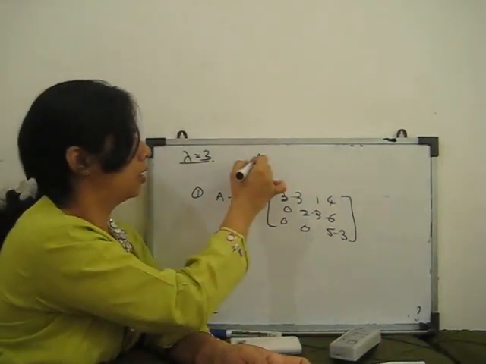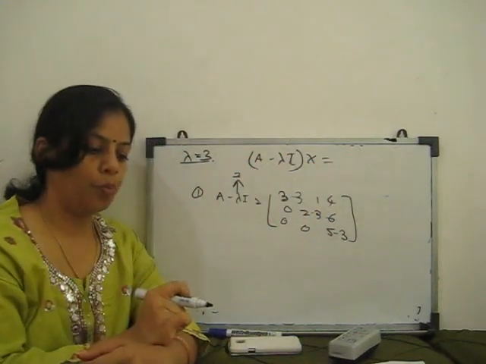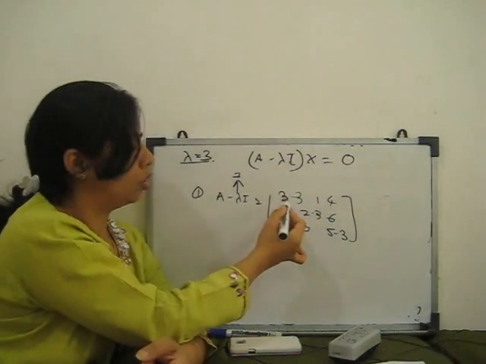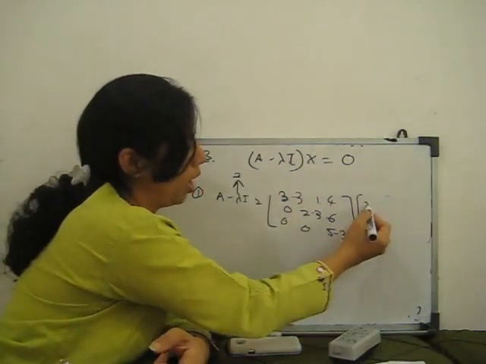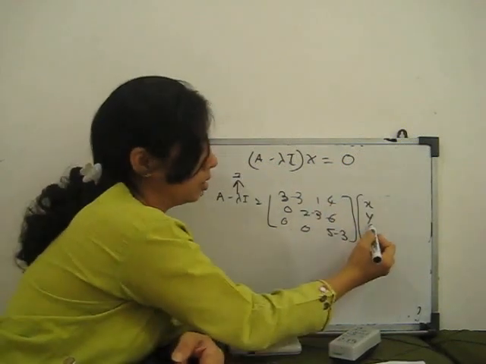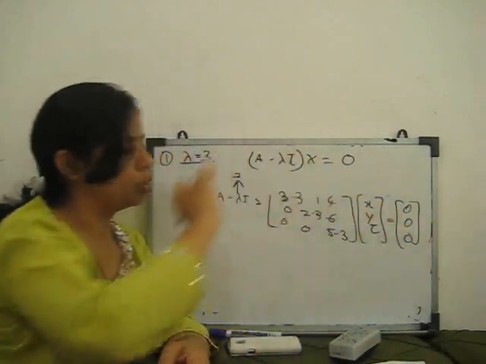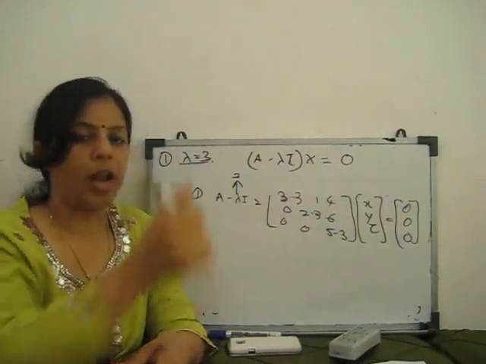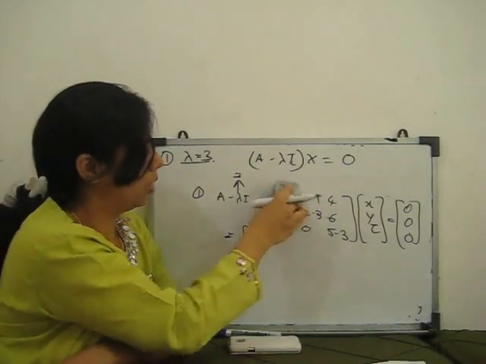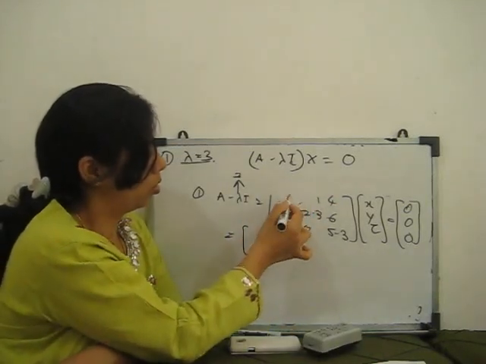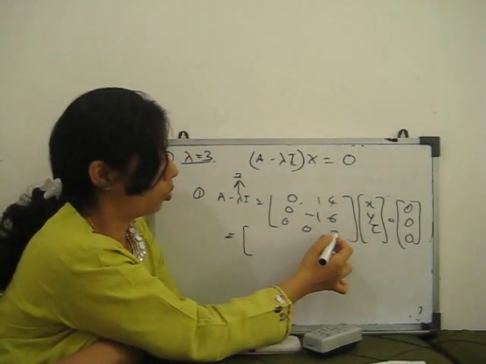(A - λI)x = 0. For case 1, λ = 3, and (x, y, z) = (0, 0, 0), since this is a system of homogeneous equations. Clear? Now what does our matrix become? 3 minus 3 gives 0, this gives minus 1, this gives 2.